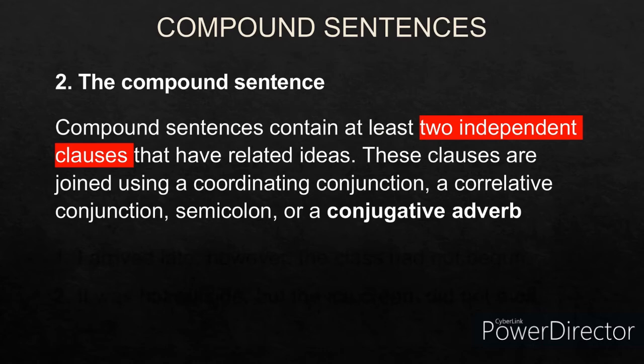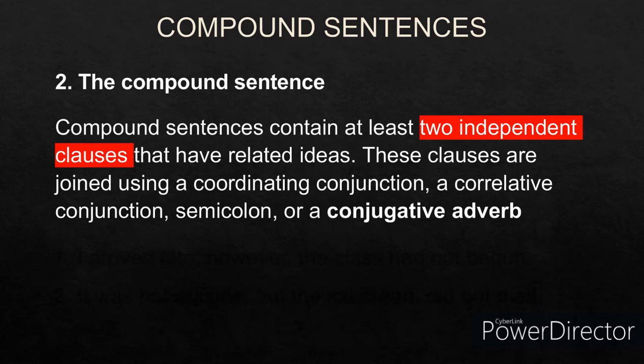Now the compound sentences. What does a compound sentence do? It actually joins two independent clauses. There will be two or more independent clauses. So it will join them by a coordinating conjunction or a correlative conjunction or a semicolon or a conjunctive adverb. Now, if you want to know more about conjunctions, I have already made a video on conjunctions. You can check that out.